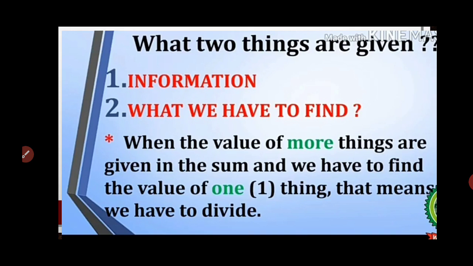So please listen carefully. When the value of more things are given in the sum and we have to find out the value of one thing, that means we have to divide. Children, division is a simple reverse of multiplication. Do you remember in multiplication, information about one thing is given and we are supposed to find out information about many. And division is totally opposite. Information about many things are given and here we have to find out about one thing or each thing. Understood?